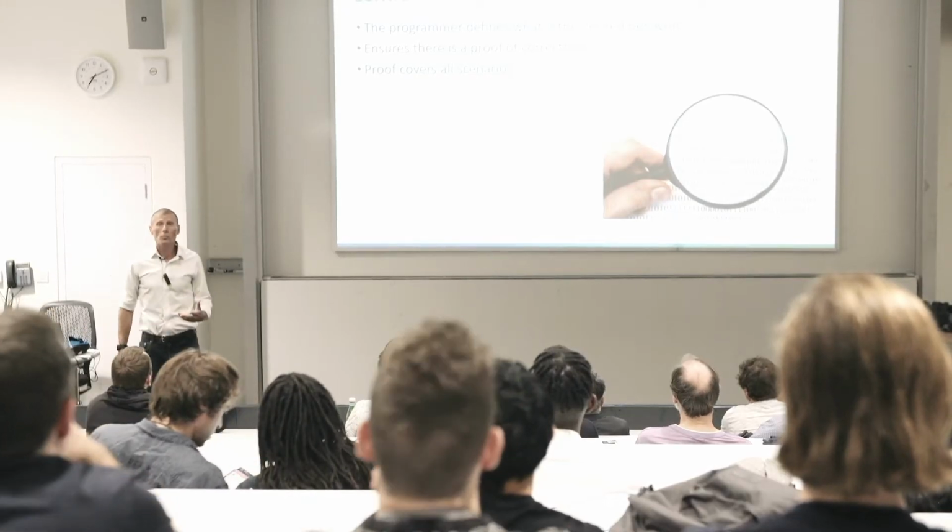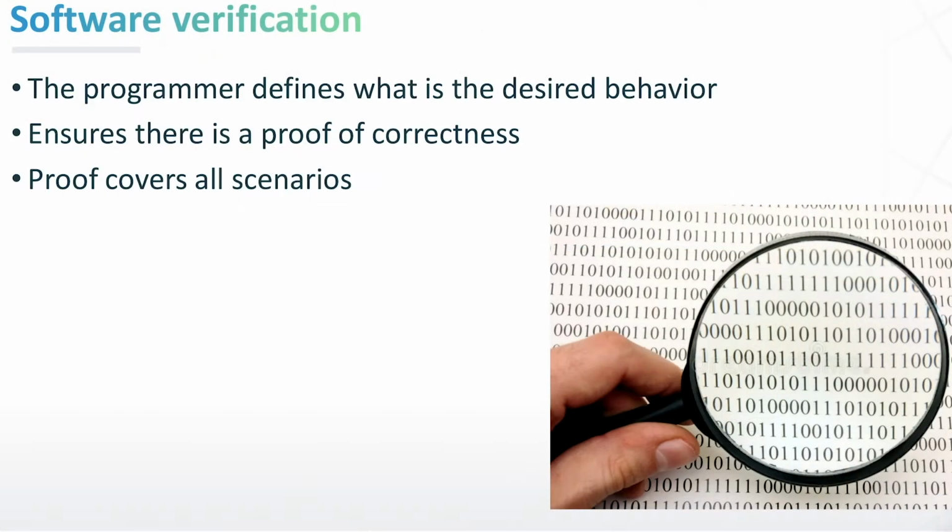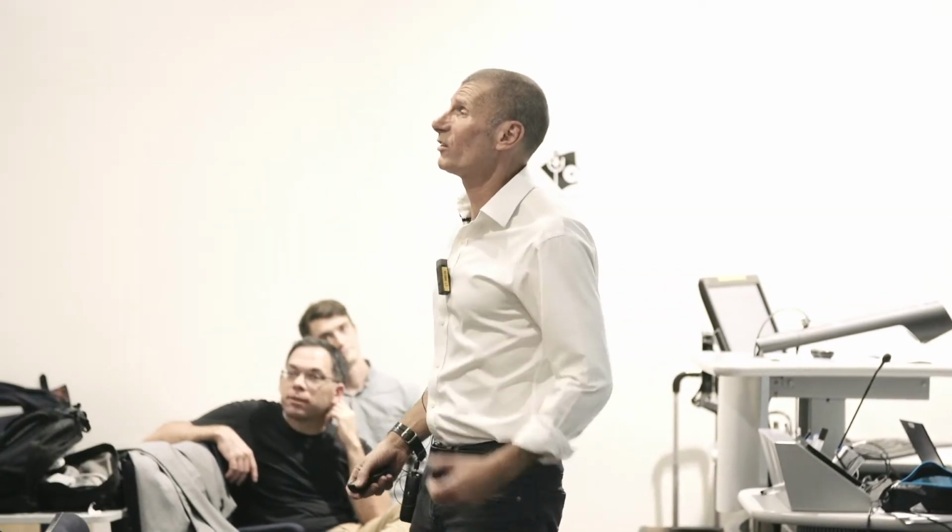So the business that we are interested in is software verification. This is an old and mature area. The idea is that the programmer has to define what is the required property, and then we have a mechanism for formally proving that the code does what it's supposed to do. And you can ask why verify a smart contract. It's probably an obvious question in this crowd.